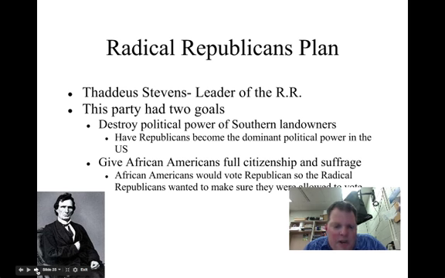The radical Republicans, I should say, are going to be very much against this. These radical Republicans want to destroy the political power of the South, and they want to give African Americans full citizenship and suffrage. So these guys are very much going to want to fundamentally change life for African Americans and all Americans, for that matter, during this Reconstruction period.